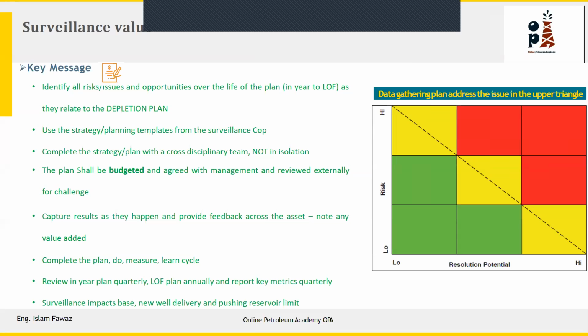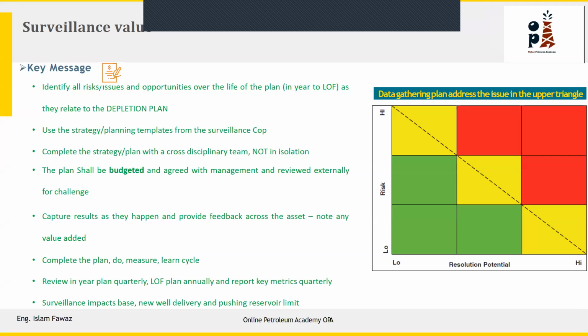So the plan should be budgeted. If you do not have a budget, go to the management and ask, we have this surveillance and we need more budget because this will impact the company and increase the production, for example, from 300 to 600 or 10,000 barrels of oil per day. The plan should be budgeted and within the budget.